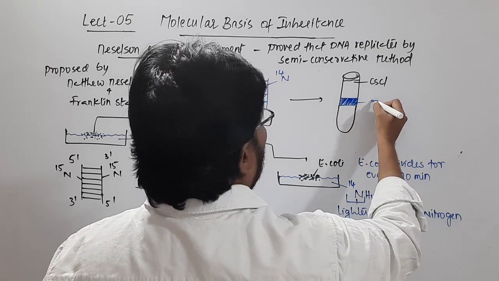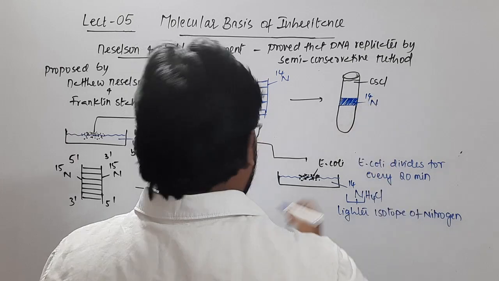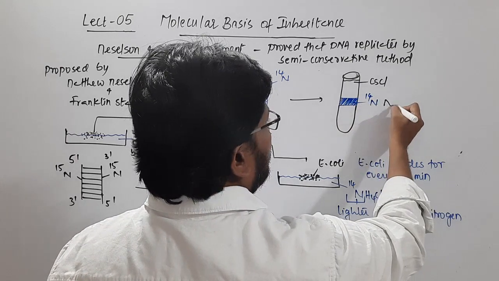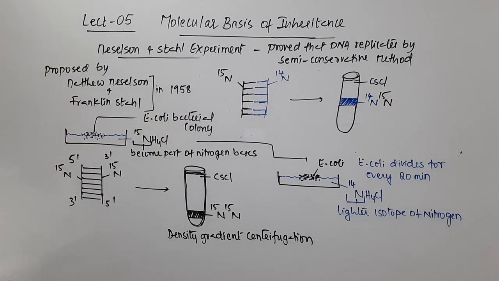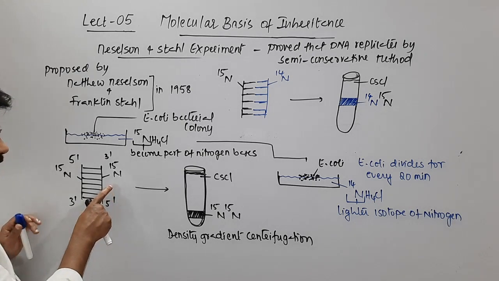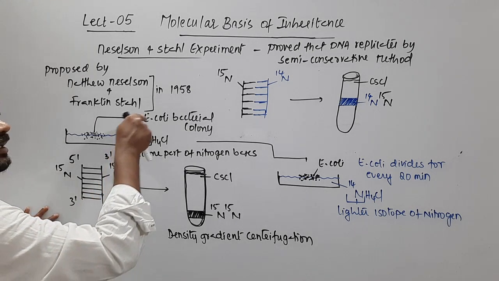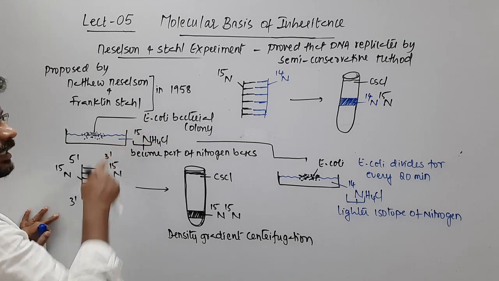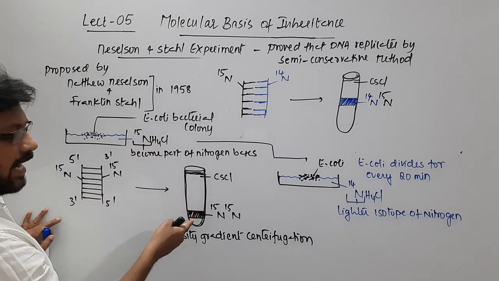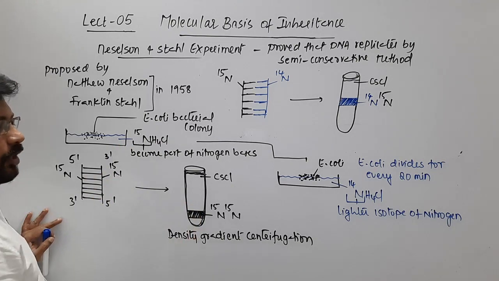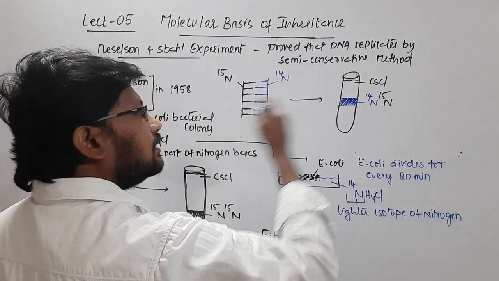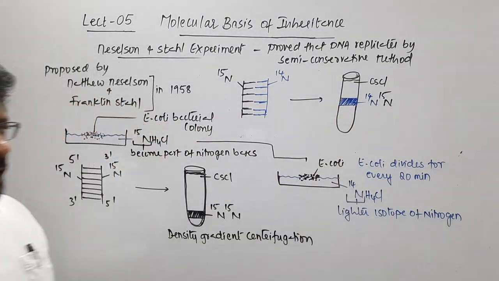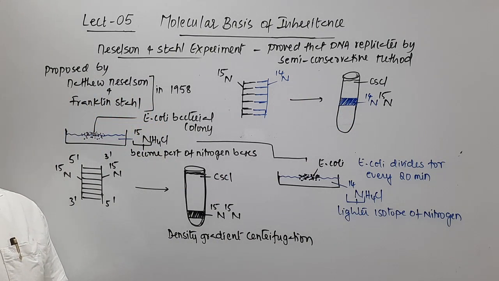So this one will be N14 and N15. When they took the DNA from the E. coli that were grown on N15, they obtained a band near the bottom of the test tube, but in this case they obtained a band right at the center. Now they continued for 20 more minutes, so they allowed one more generation.